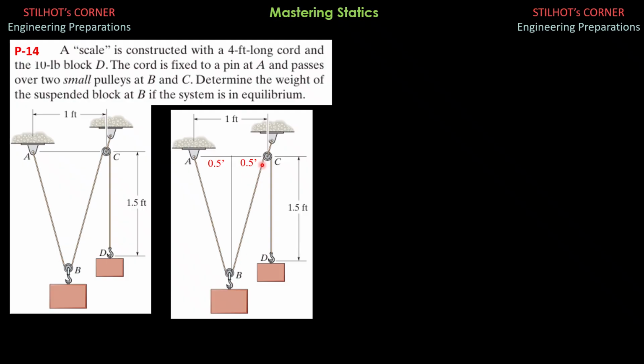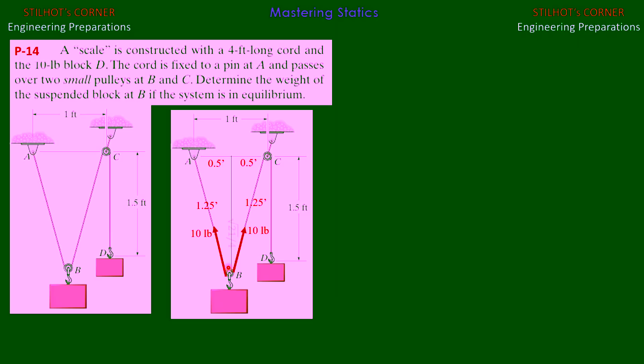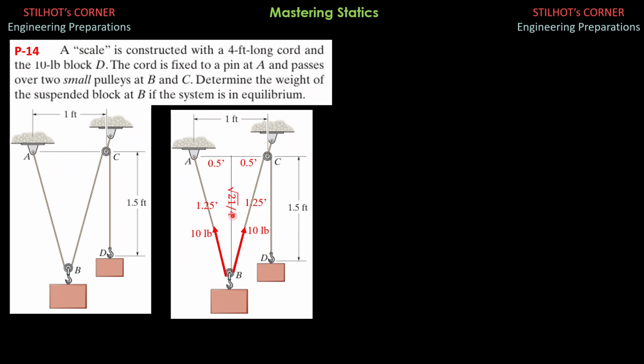Then this is 1.25. The tension is 10 pounds each. Then the length is 1.25. So this vertical distance from B to this point is square root of 1.25 squared minus 0.5 squared. It's up to you to compute that. And it is square root of 21 over 4 of a foot.